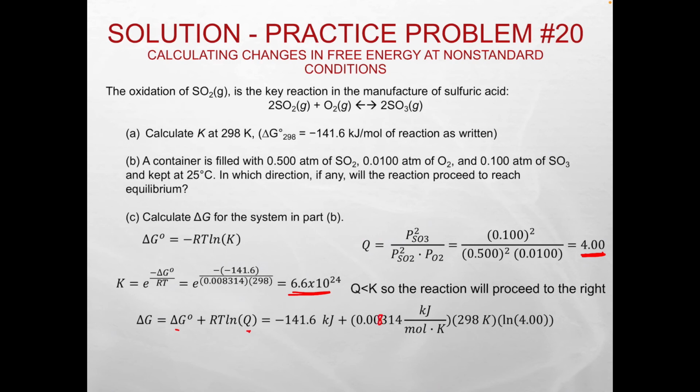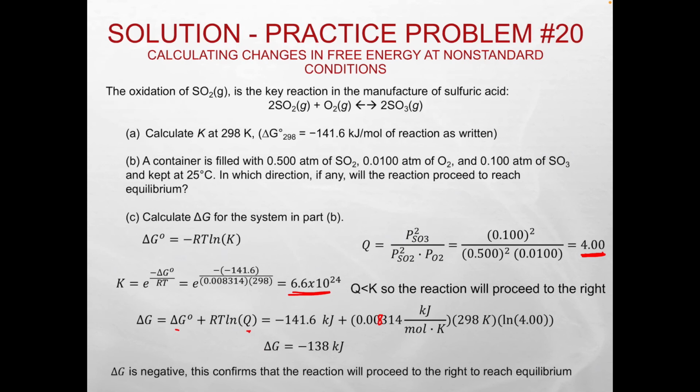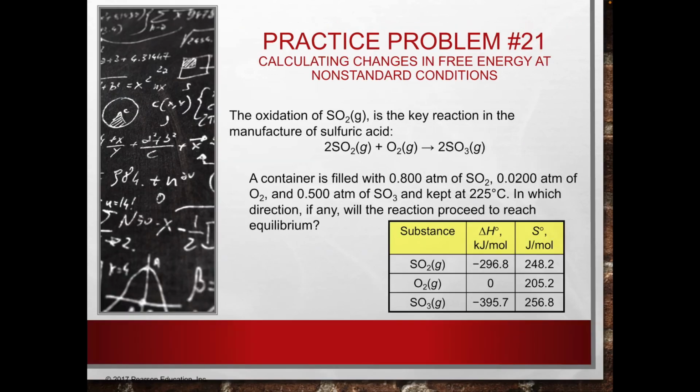And sorry, this should say 8.314, and then we can calculate delta G. So delta G is negative, which confirms that we are going to proceed to the right to reach equilibrium. Remember, we can look at either delta G: to go to the right, delta G needs to be negative, K will be very large, or Q will be less than K.